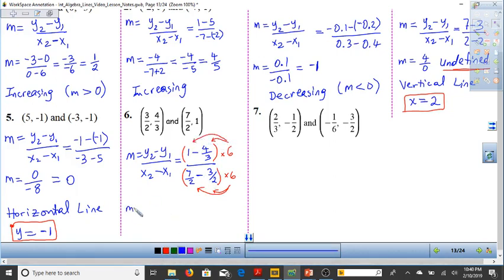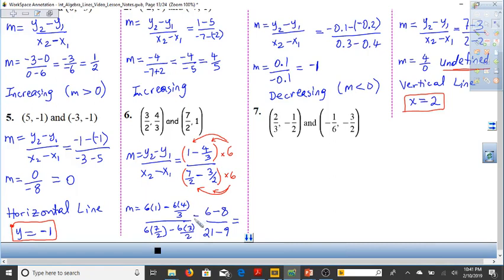And what will happen is the following. We will end up with m is equal to 6 times 1 minus 6 times 4 over 3 divided by 6 times 7 over 2 minus 6 times 3 over 2. That gives me 6 minus 24 over 3, which is 8. And 6 times 7 is 42 over 2 is 21. And 6 times 3 is 18 over 2 is 9. And now all the fractions have been canceled.